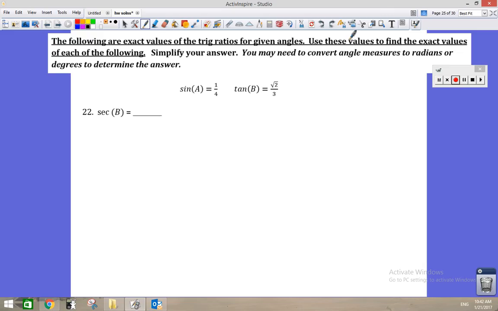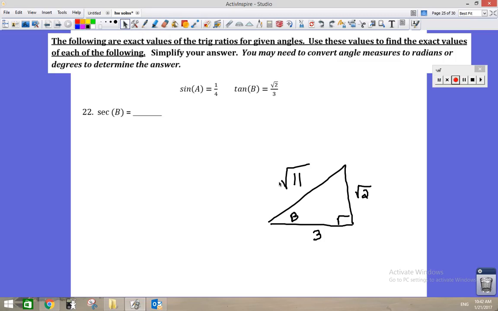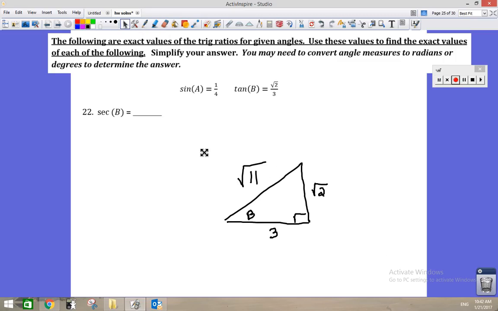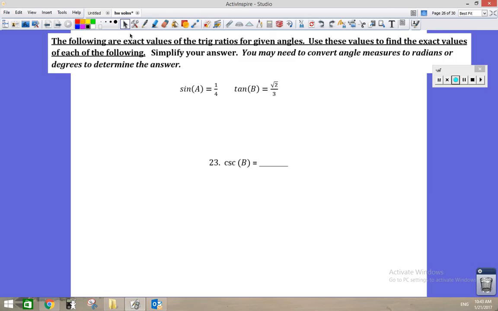And the secant is the reciprocal of cosine. Cosine is the adjacent over the hypotenuse, so we just do the reciprocal of that, the hypotenuse over the adjacent with respect to that angle B. So it's the square root of 11 over 3. And the cosecant is the reciprocal of sine.